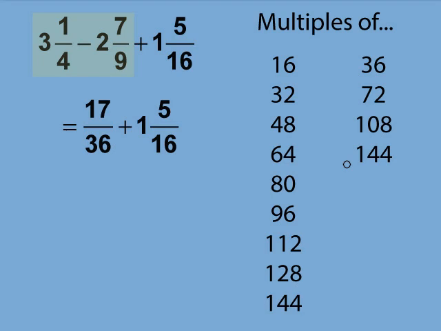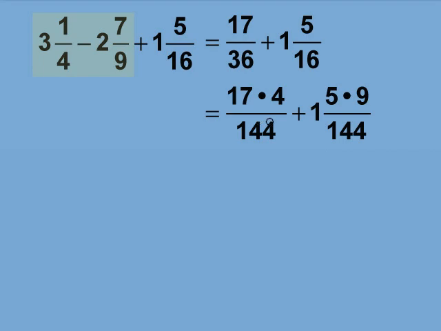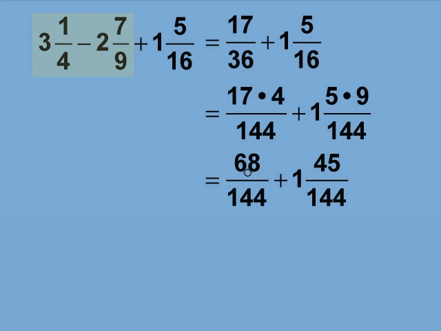For 36, 144 is the fourth multiple. For 16, 144 is the ninth multiple. Rewrite the fractions to have 144 as the common denominator and adjust the numerators by the appropriate multiple, as shown here. We get two fractions with a common denominator, which can easily be combined. The result is 1 and 113 over 144.